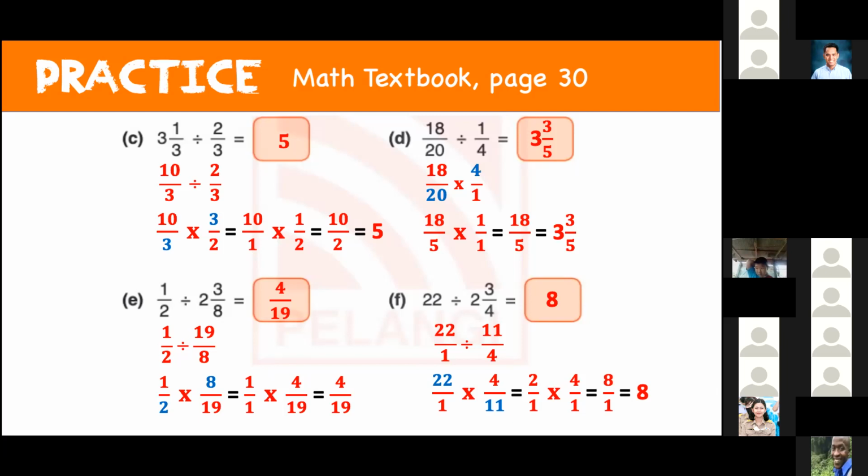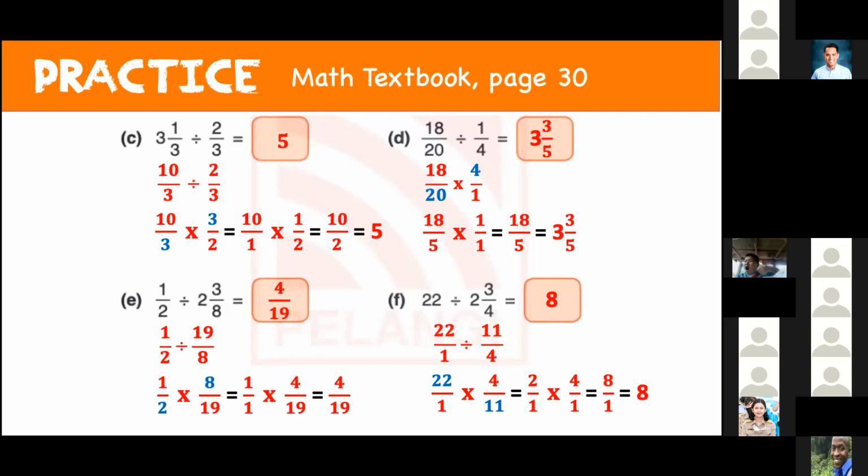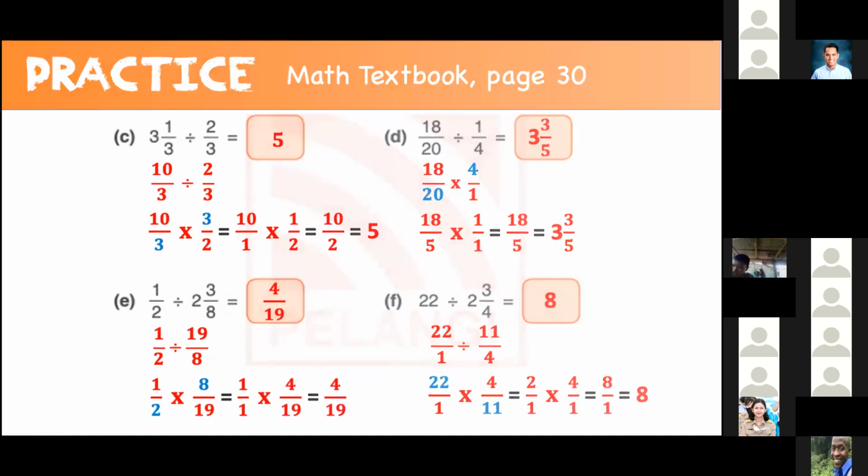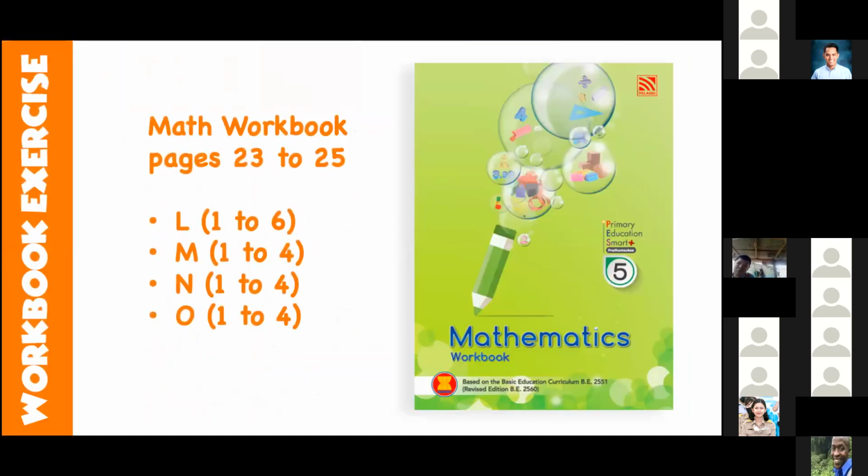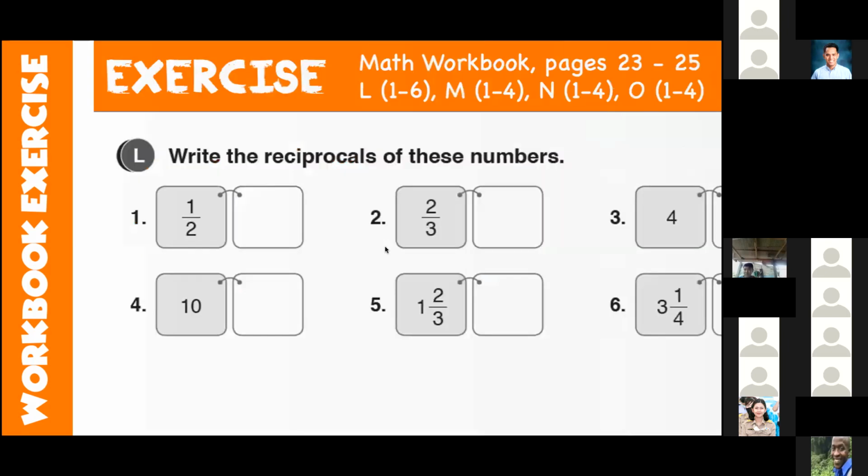Okay? So I think you are ready for our other exercise in your workbook. Okay, so in your workbook, you get your workbook. We will just answer this. Letter L, 1 to 6. Letter M, N, O, 1 to 4. Pages 23 to 25. Letter L is easy because it's just reciprocal. You look at this. Okay, workbook. This is what you will answer.